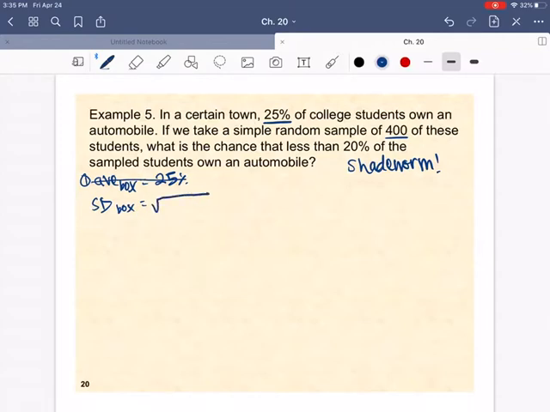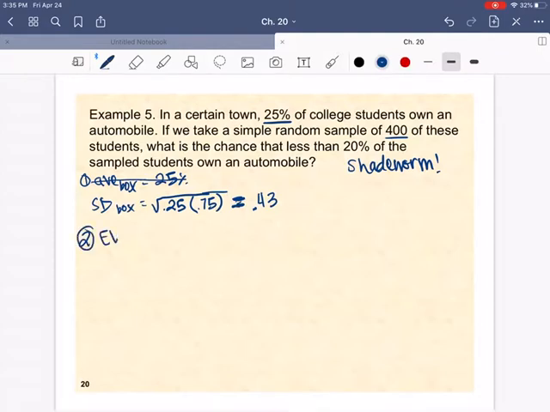The standard deviation of the box is the square root of the percent who do own the car times the percent who do not own the car. 75% comes from 100 minus 25%. So if I do the square root of 0.25 times 0.75, I get 0.433. So I'm just going to do 0.43.